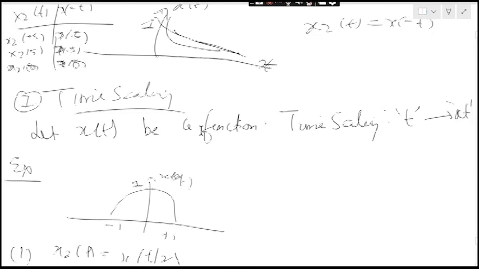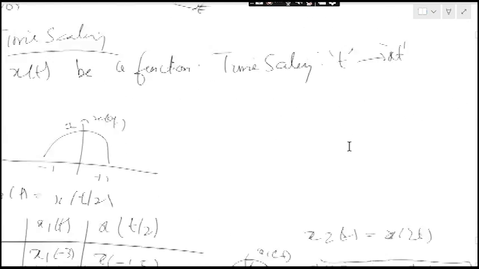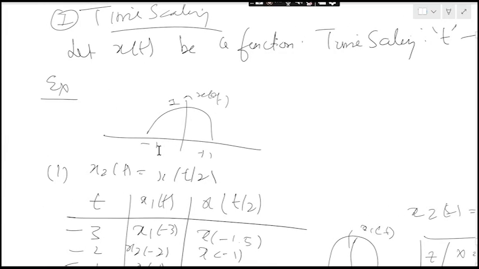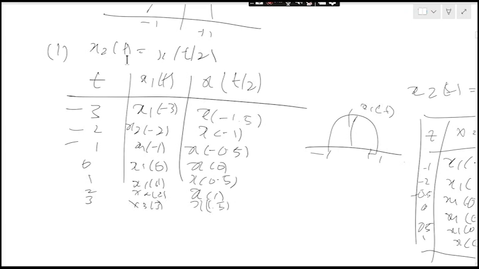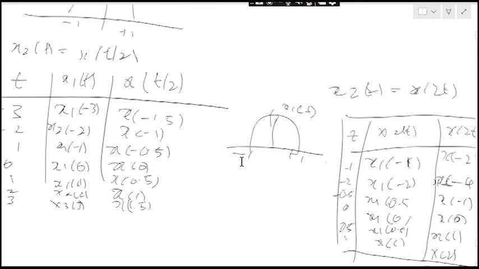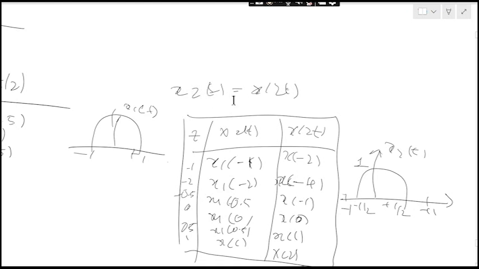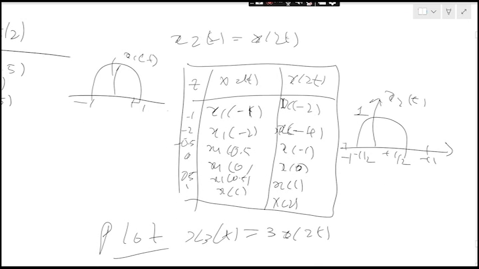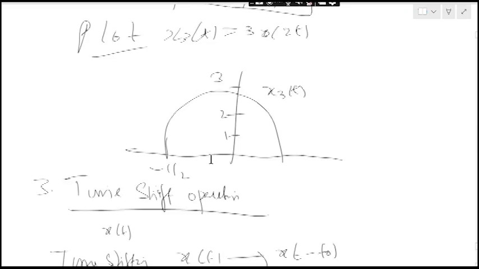So time scaling, where x of t is the function scaled as t equal to a t. For example, we are taking this, from here x of t by 2, so for t it is x1 of t and x of t by 2. This is for x of t equal to x of 2t. This is the tabular column. We are representing the plot from -1 to 0.5, and 0, 0.5, 1. And we are plotting.